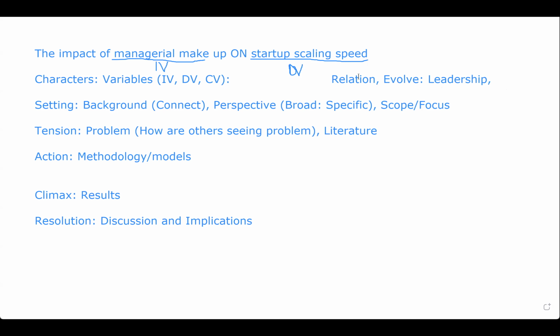So at the character level, there could be a relationship, the impact of one on the other. When one goes up, the other one goes down, or they all go up, that kind of relationship. Or they could evolve or switch. Maybe the dependent variable with time becomes the independent variable, or something else, other variables. I don't know if this makes sense or if someone has a question on characters.